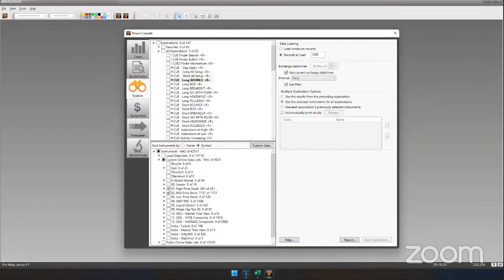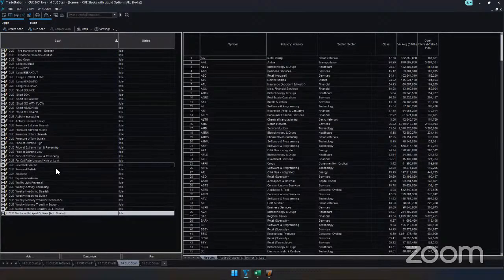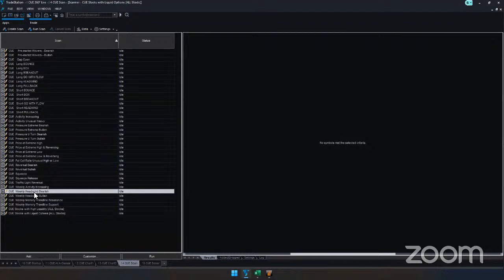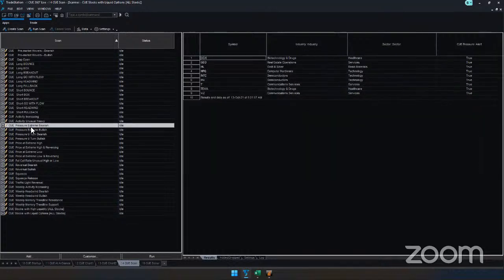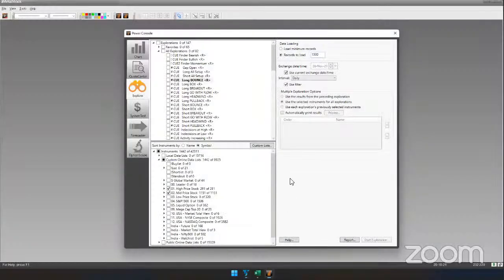Whereas in Q Elite, the scans have interval inbuilt. So weekly headwind bearish is looking at weekly bars. And if no periodicity is mentioned, no interval is mentioned, then you know long breakout, for example, or pressure extreme bearish, they are looking at daily bars. Once again, TradeStation scans will look at data only after the bar is closed. So you are not able to find trade setups in real time. Q Global scans can do that.